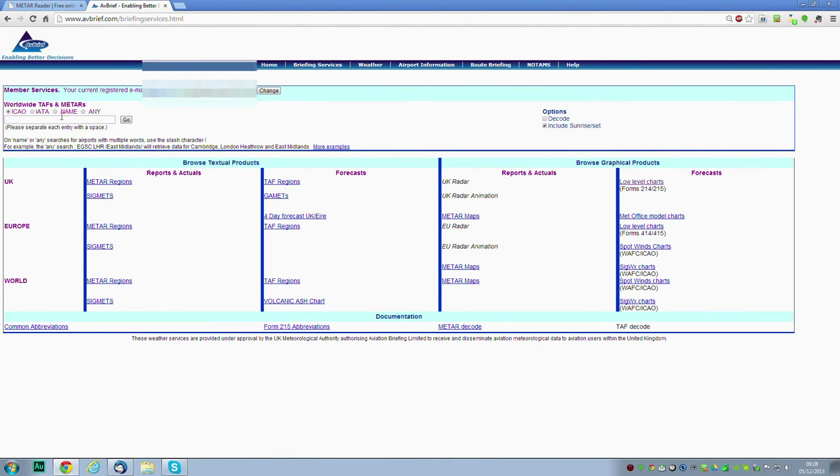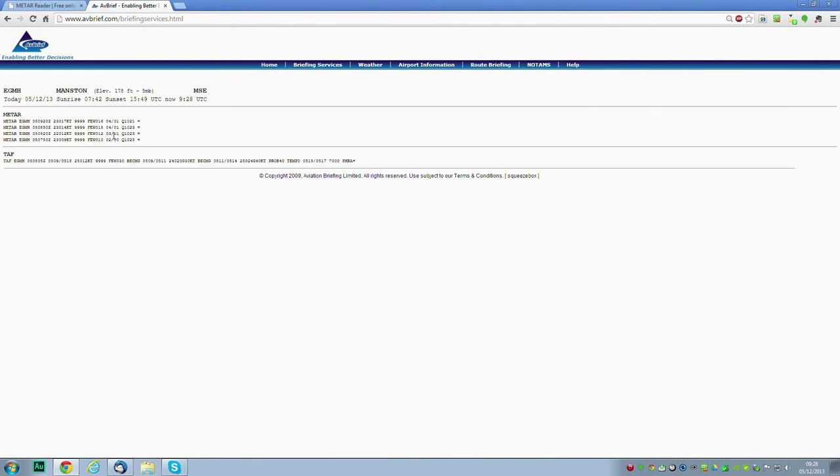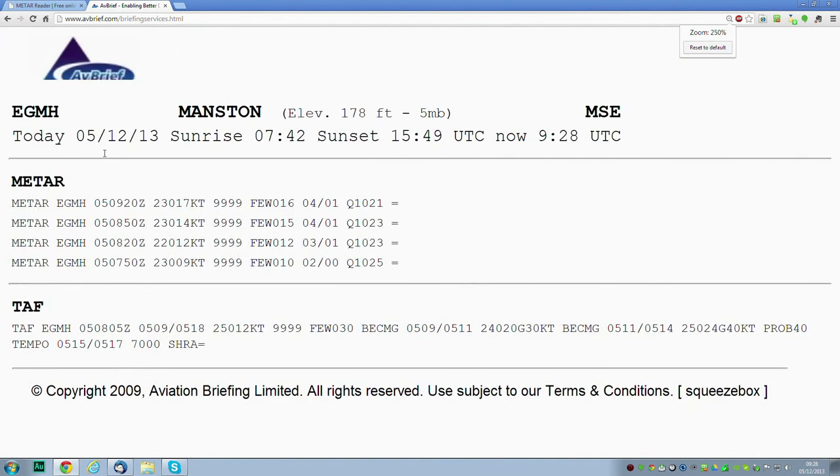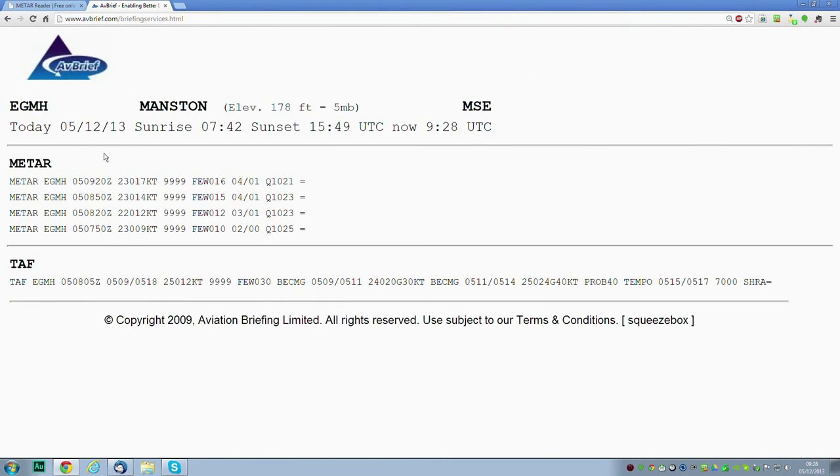Here we can get an actual METAR. I'm going to have to put Echo Golf Mike Hotel in again, and we'll just go to that airfield. If I zoom in on that a bit, you can see we've now got the actual 0920 METAR here, and this is the one we've already seen, the one that's literally just come live.